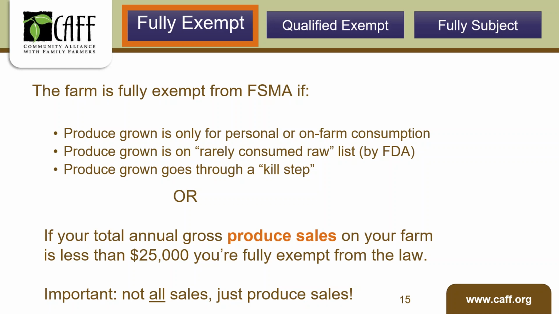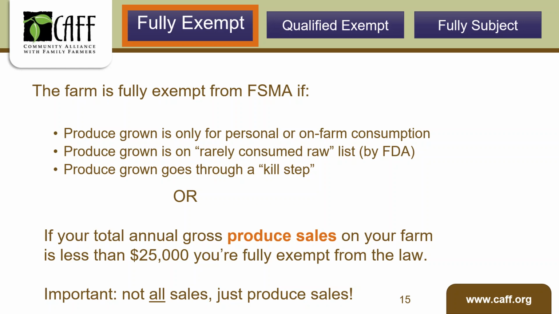Or if the farm has total annual gross produce sales of less than $25,000, the farm is considered too small by the federal law and is fully exempt from the law. So an important note is that that's not all the sales from your farm. That's gross produce sales.